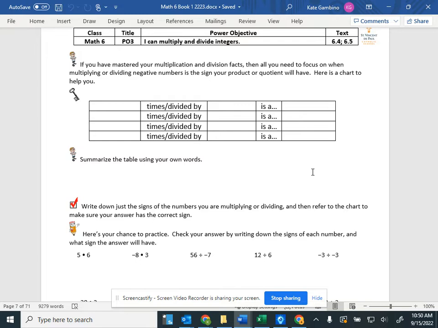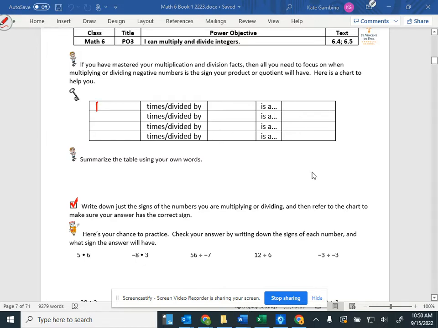So now what we need to focus on is multiplying or dividing negative numbers. We need to look at the sign your product or quotient will have. So if we're multiplying, the answer is your product. When we're dividing, our answer is our quotient. So we need to think, is it going to be a positive or a negative answer? So here's the chart that we're going to fill in. Everybody has to fill this in. It will help you with this lesson.